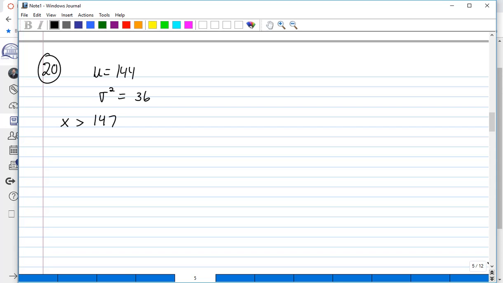Now we need to make a z-score out of that. My z-score formula is z equals x minus mu over sigma. Or if that's for population, it gives you the same answer, or if you had z equals x minus x bar over s. Well, we don't have sigma, we have sigma squared. So to find sigma, we need to take the square root of both sides, right? So standard deviation is going to be equal to the square root of 36, or 6.